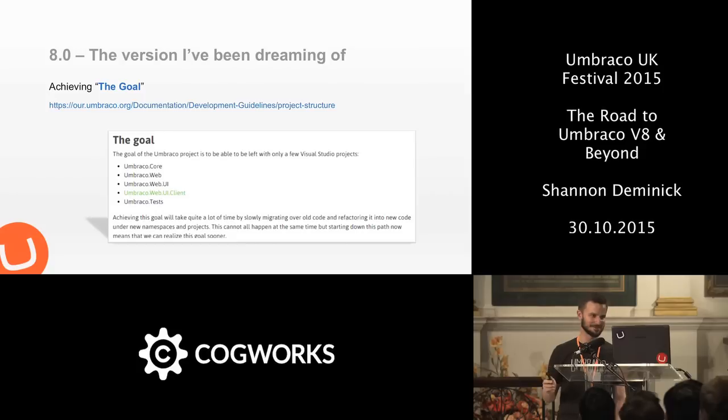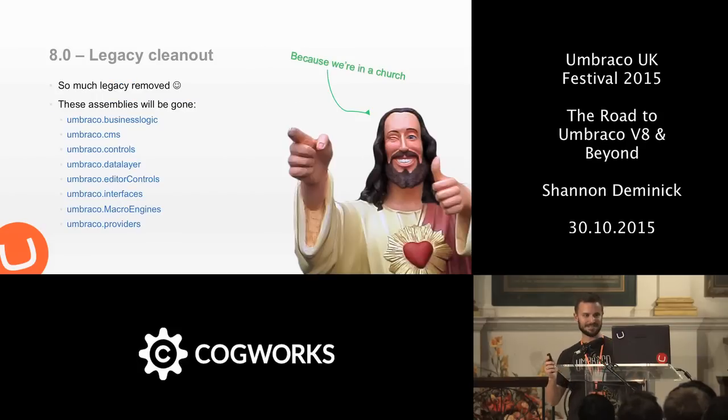I don't know if anyone's ever seen this before, but the goal is to ship the Umbraco project with only a few DLLs. That's Umbraco.Core, Umbraco.Web, Umbraco.Web.UI. Client is just a project in there, and Umbraco.Tests is a project in there. So that's what we want the solution to look like, and when we ship it, you only get a few DLLs. And we want to get rid of all of that legacy code that has been there for, I don't know, 10 years? That is the goal. That's the ultimate geek goal of mine.